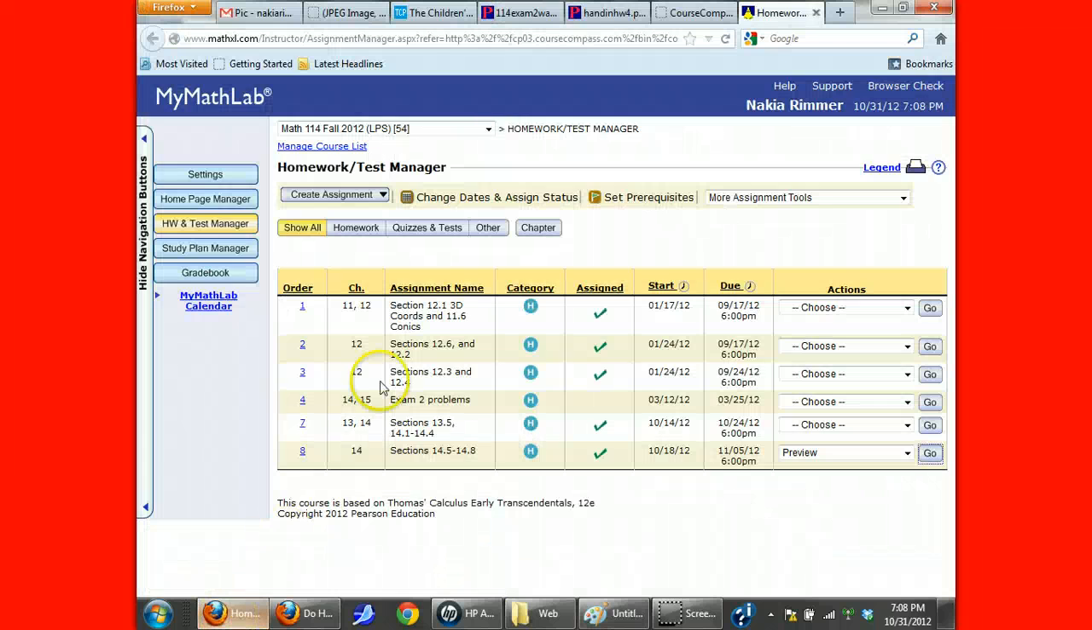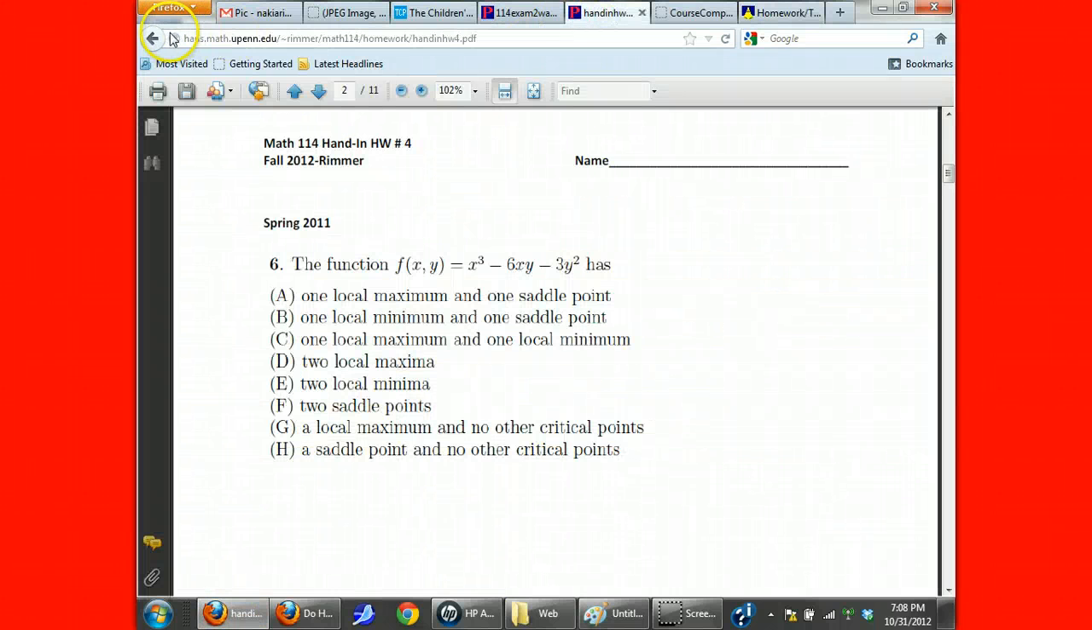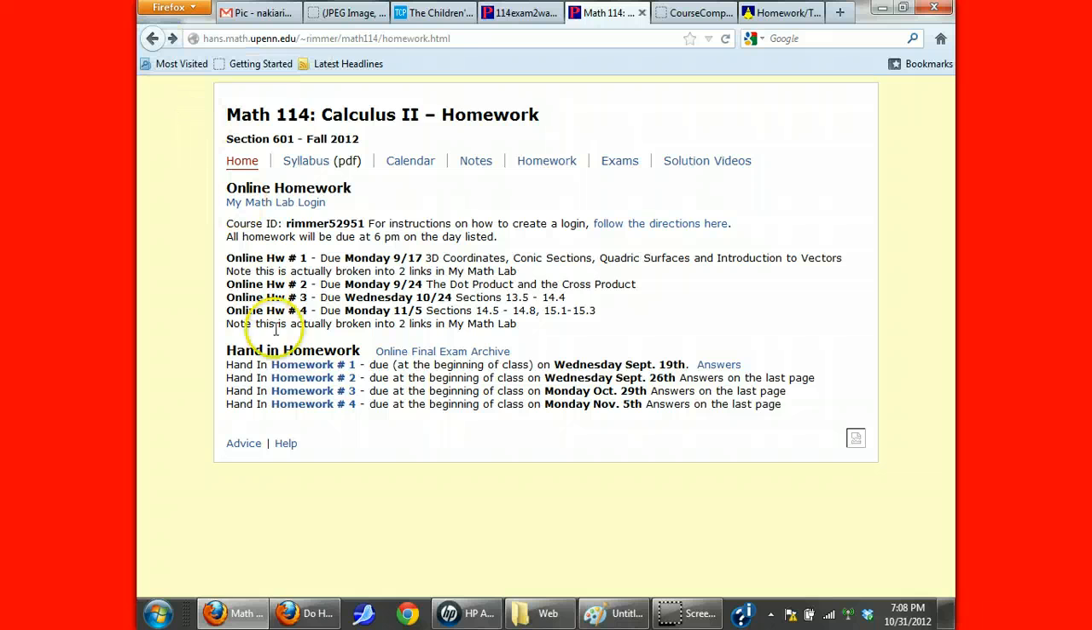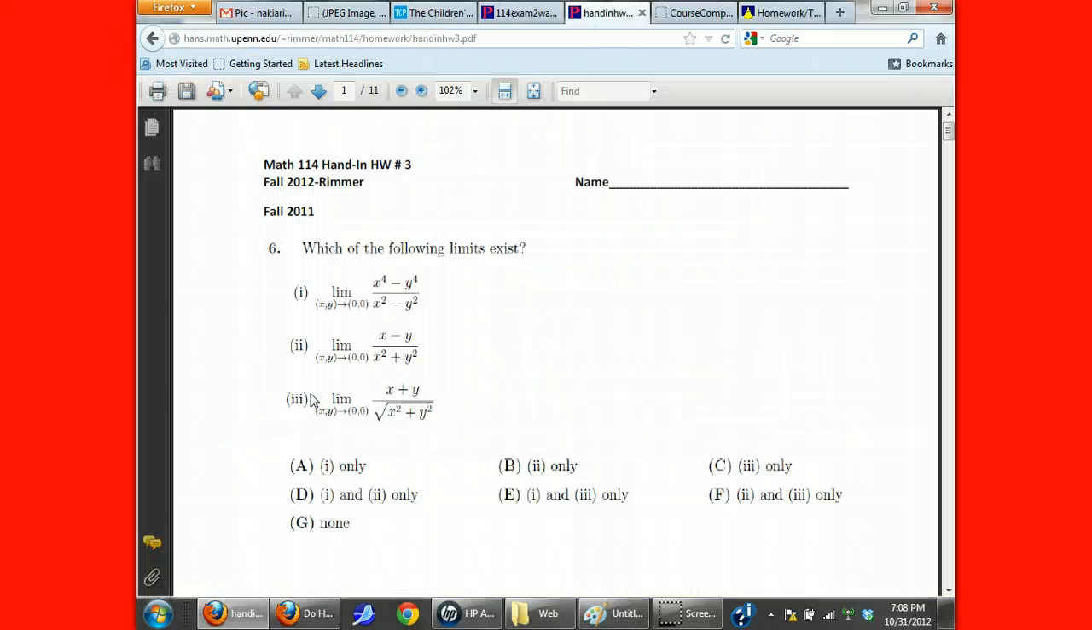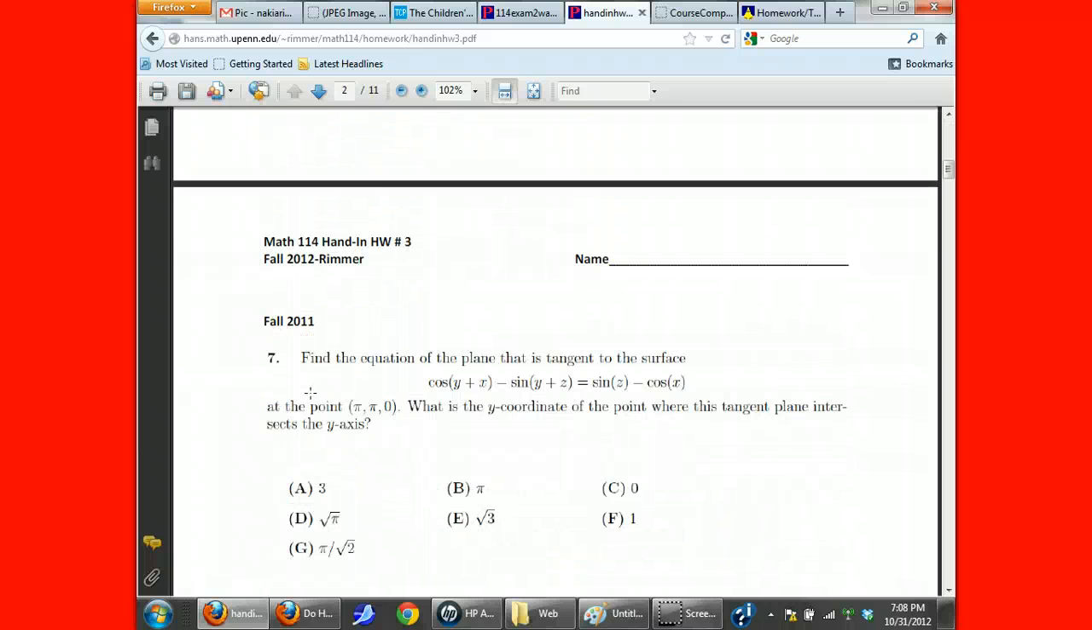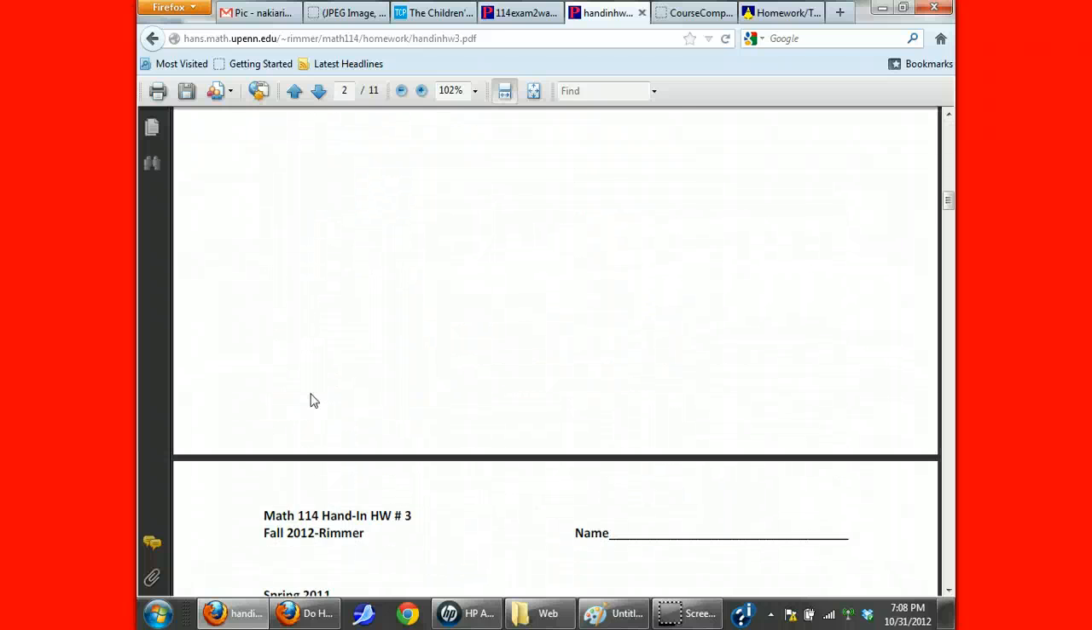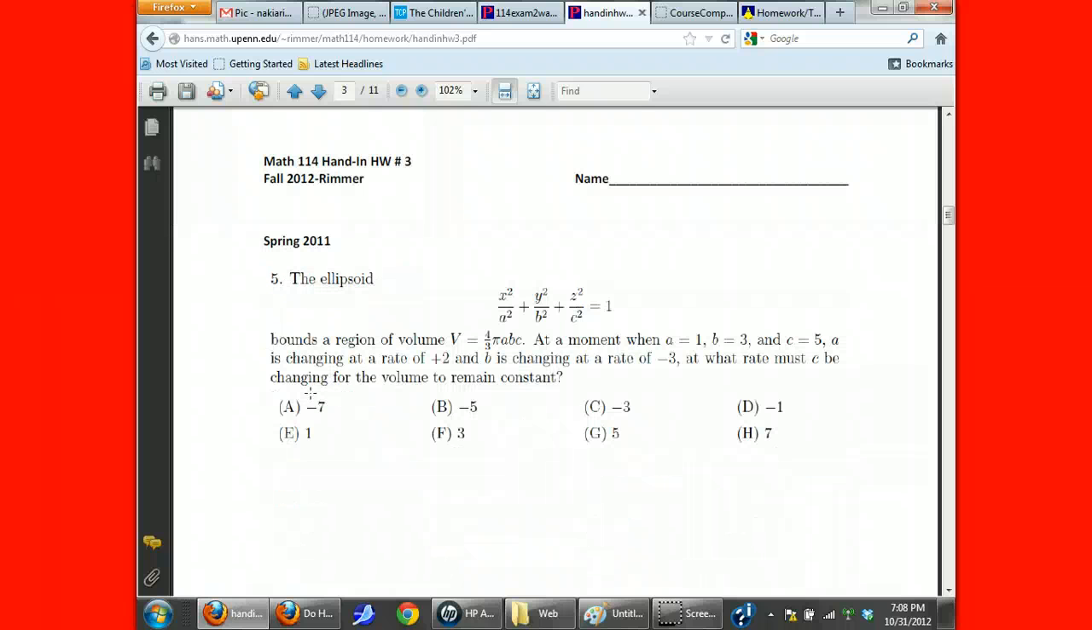Go back to the homework you just handed in. That'd be homework 3. And what question? Yeah, this becomes a Calc 1 related rates problem.